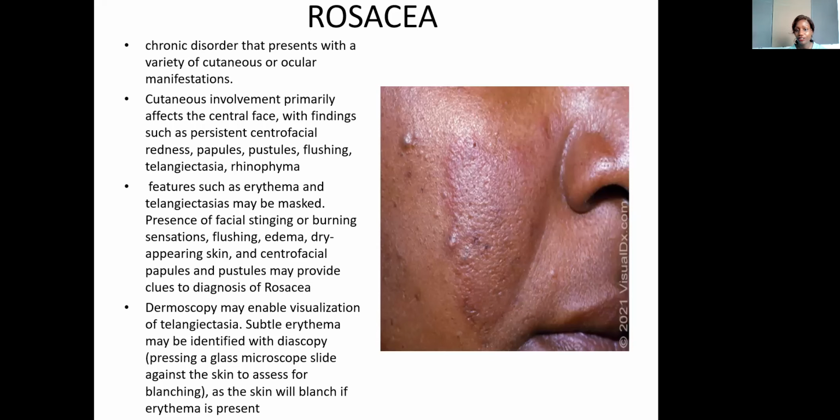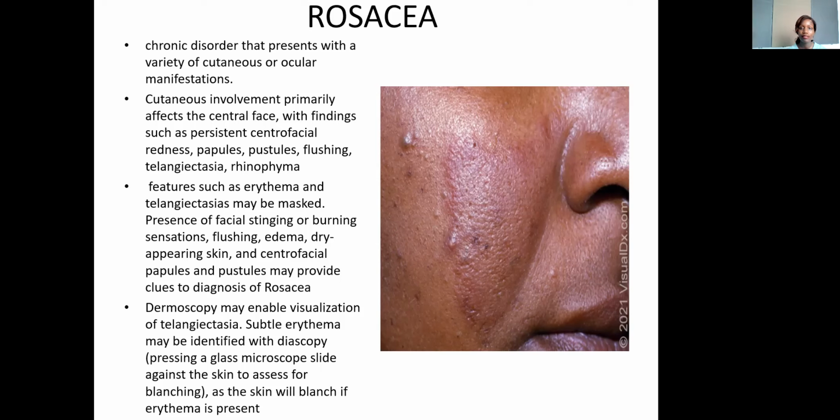So another condition we need to familiarize ourselves with is rosacea. This is a chronic inflammatory disorder that presents with a variety of cutaneous or ocular manifestations. In terms of the skin findings, this patient presents with erythematous papules or pustules, mainly on the central face, and they'll have persistent centrofacial redness, as seen in the image on the right, and they may have telangiectasia or rhinophyma.